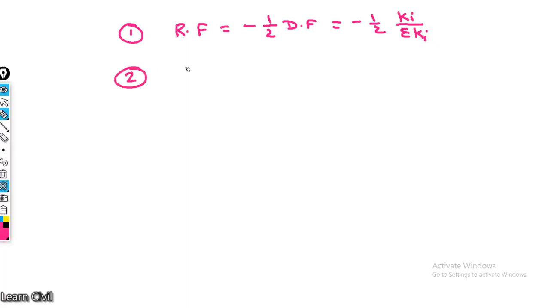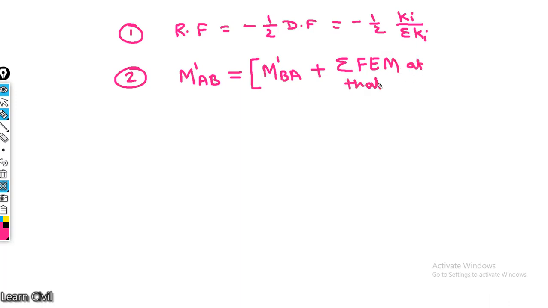The second equation is to calculate the rotation contribution M dash AB. M dash AB is equal to the sum of M dash BA, that is the rotation contribution at the far end, plus the summation of fixed end moment at that joint multiplied by the rotation factor. We have calculated that as per equation number 1.